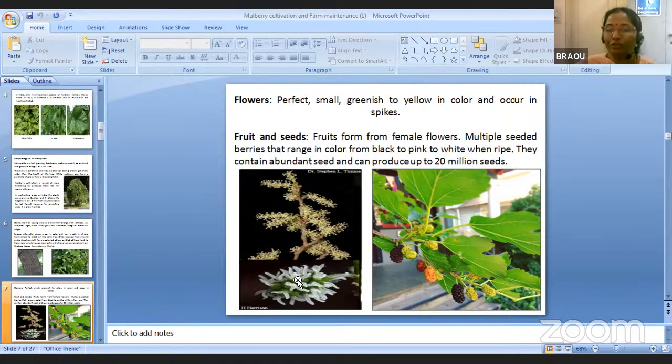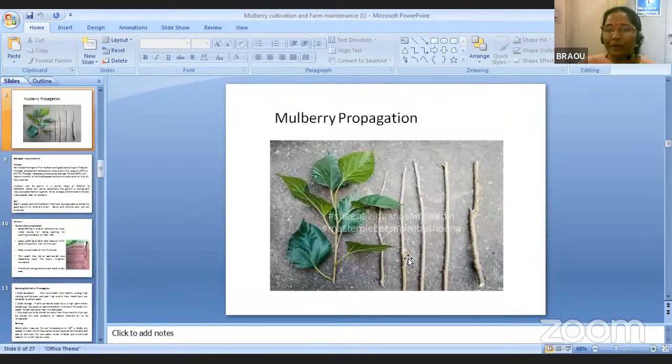And when you talk about the fruits and the seeds, if you can see the fruits over here, the fruits from the female plants, whereas the male plant has a male flower, are multi-seeded berries that range in color from black to pink to white when ripe. You can see all the colors over here. They contain abundant seeds and can produce almost 20 million seeds. That is the reason they are called mulberries. They have a lot of seeds.